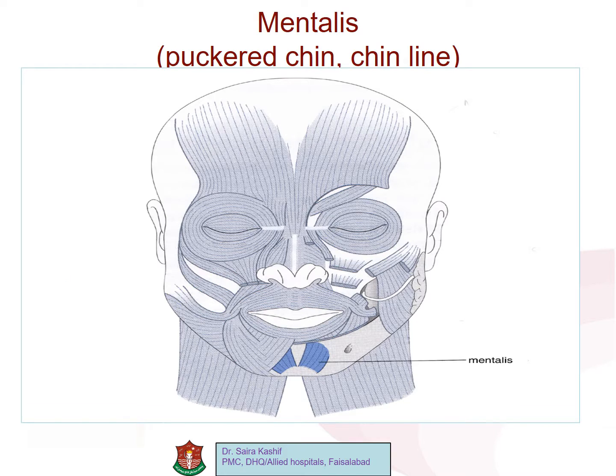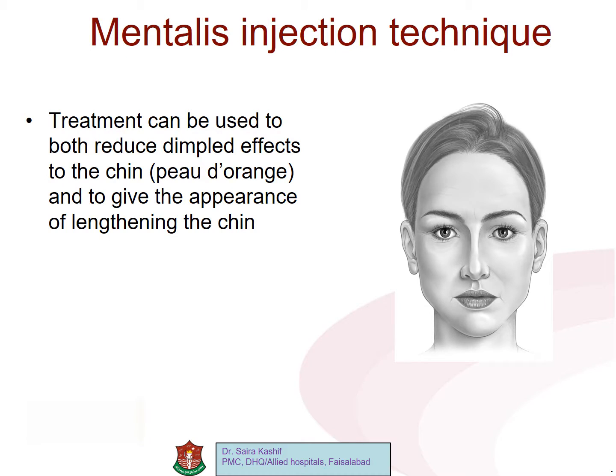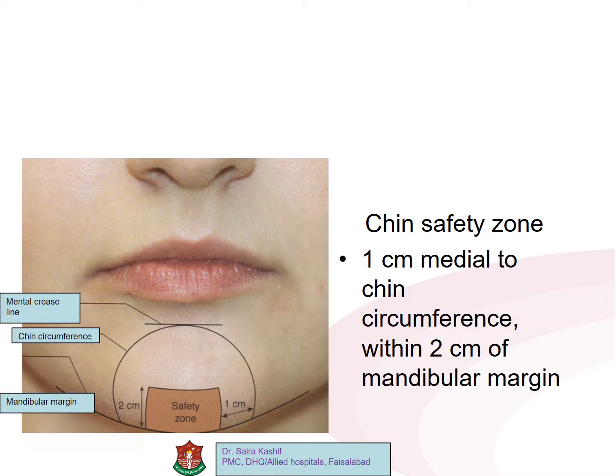Next is the chin line. Which muscle is responsible for the chin line production? Mentalis. This is the mentalis. The muscle is deep here. So this can be injected to help the dimpled appearance of the chin and to give the appearance of lengthening of the area. This is the safety zone for the chin line.